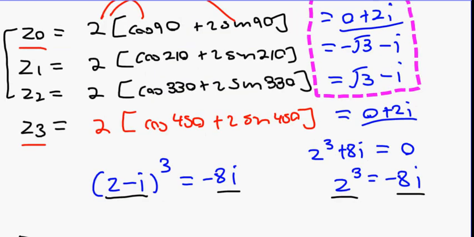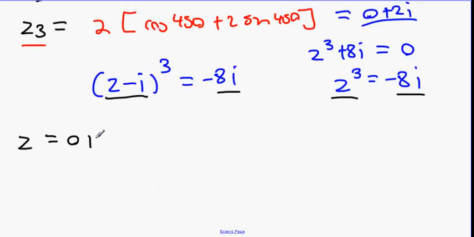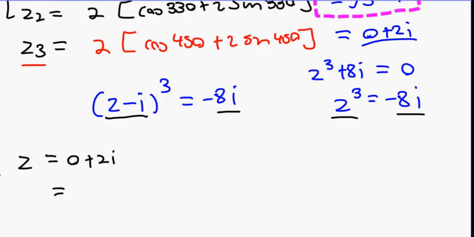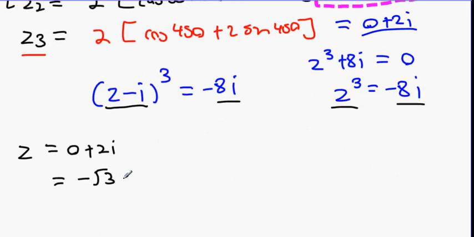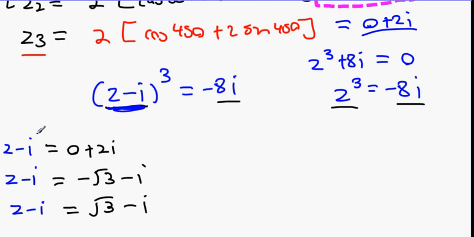So the old answers being 0 plus 2i, minus root 3 minus i, and the other one being root 3 minus i. Now these are answers for z, but remember z has been replaced with z minus i. So what we do this time is we replace, instead of z, we write down z minus i, because it's a new equation. And now we're going to bring i over the other side.